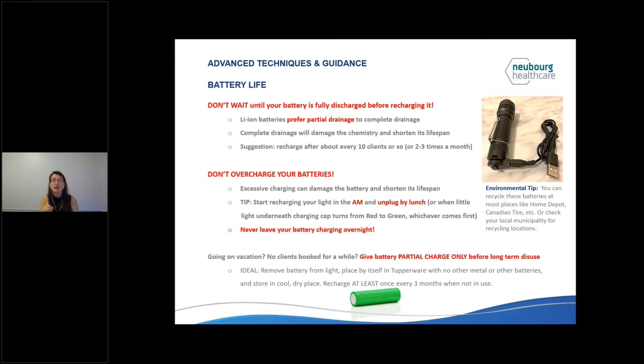Or even if lunch has come around and it's still red, don't worry about it, unplug it, because you're gonna forget by the time the end of the day comes, and then it's been charging for like 10 hours. So, and that'll burn it faster.